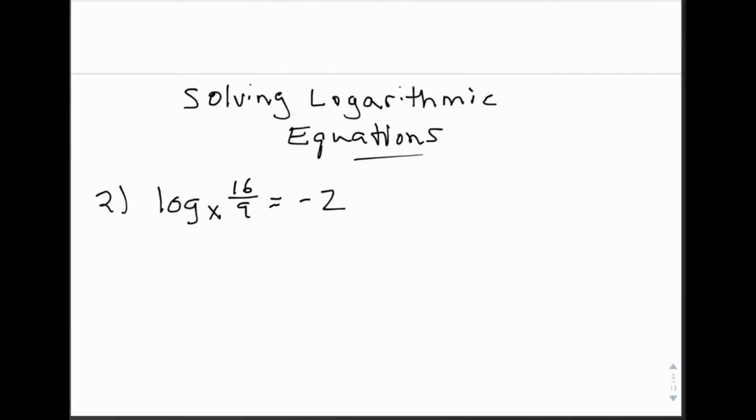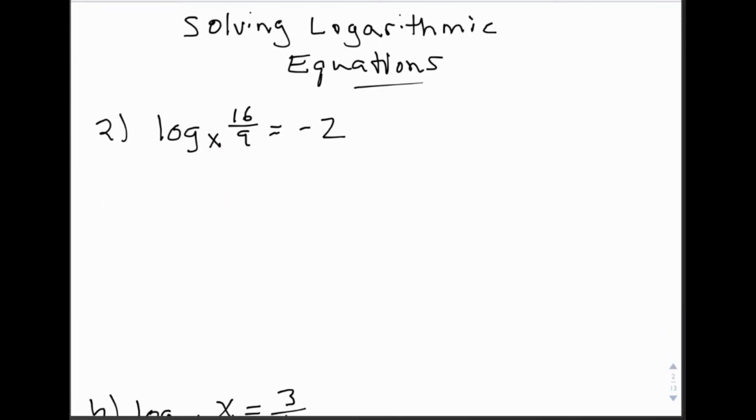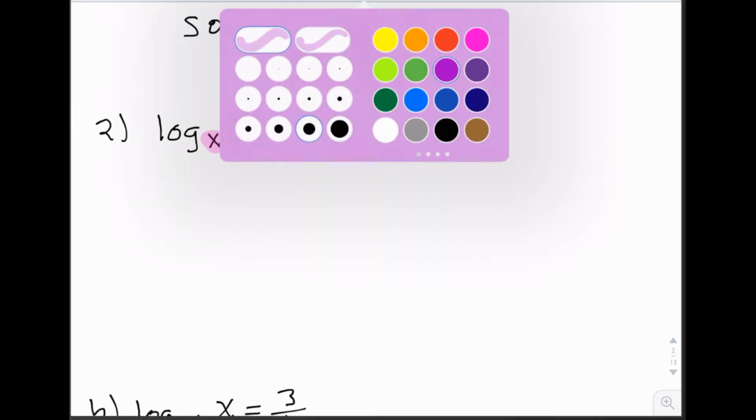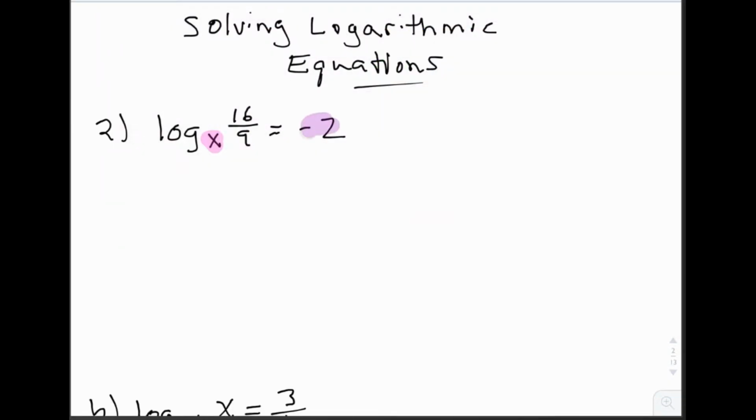Okay, so let's go ahead and try to solve some logarithmic equations here. So for our first logarithmic equation, we have log base x of 16 divided by 9, and that is going to be equal to -2. So let's go ahead and try to convert this into some sort of form that might be useful. Let's look at this. What is our base here? Our base is going to be this x. And now our exponent, again, is going to be this -2.